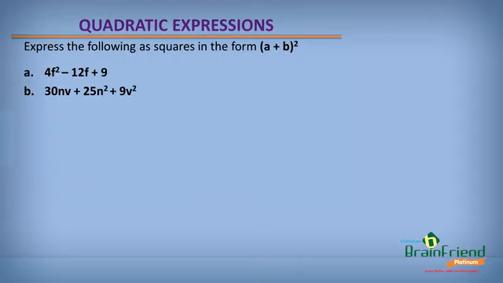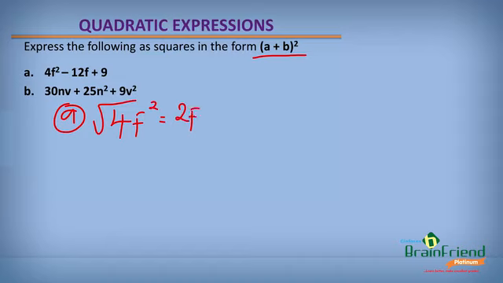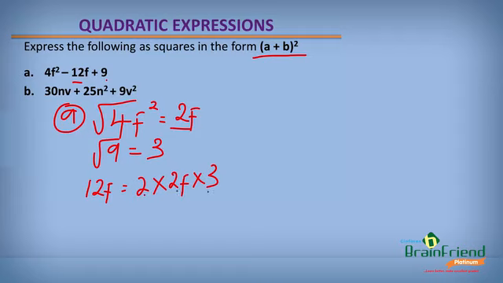Now express the following as squares in the form a plus b all squared. That's express this as perfect squares. So for the first one, a, 4f squared minus 12f plus 9. The square root of 4f squared is 2f. The last term, the square root of 9 is 3. And then we also notice that 12f is equal to twice the product of 2f and 3. 2 times 2f times 3 gives us 12f.